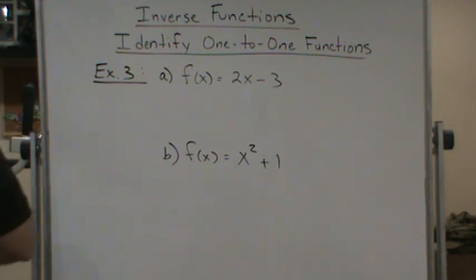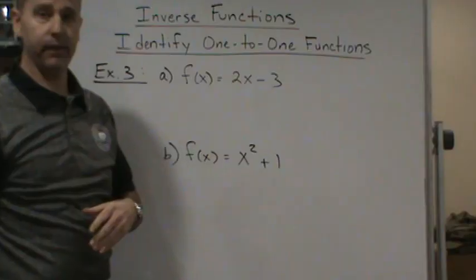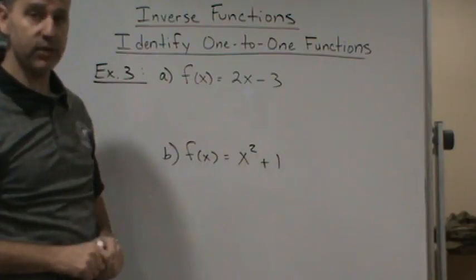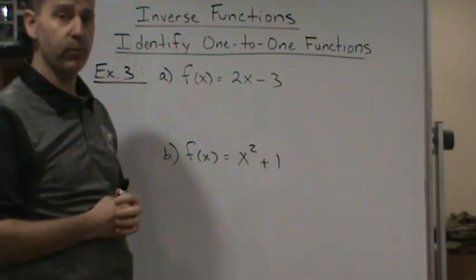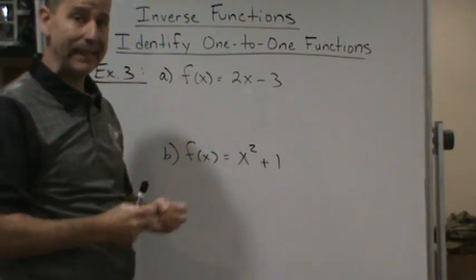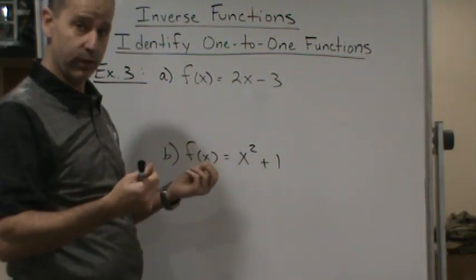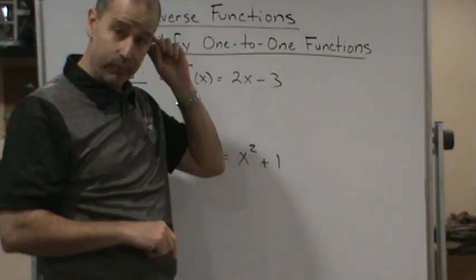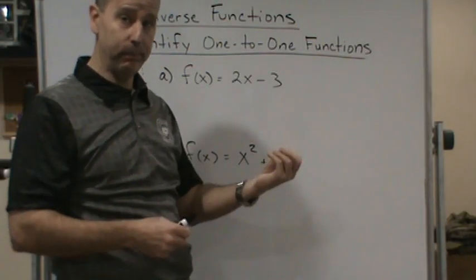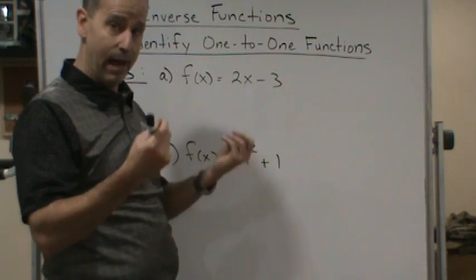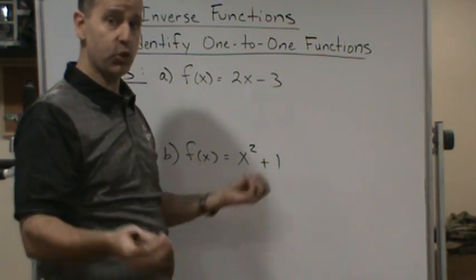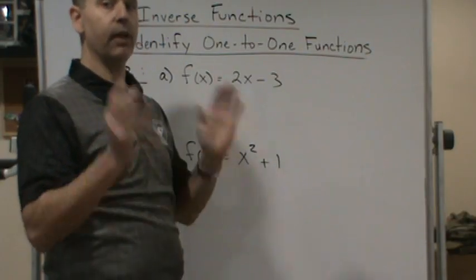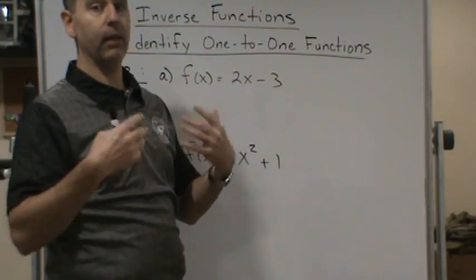All right, welcome. And now what we're going to do is an example of using the definition of one-to-oneness in order to identify whether these are one-to-one functions. So in the definition, remember that if we have a one-to-one function, we can evaluate the function at two different points, a point A and a point B, and if we set f of A equal to f of B, we should be able to show that we get A equals B. And if we do, then it's a one-to-one function. If we can't, then it isn't.